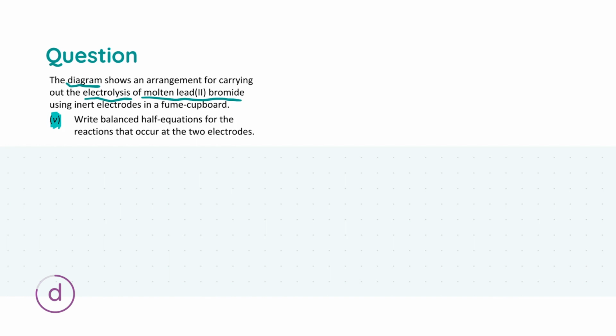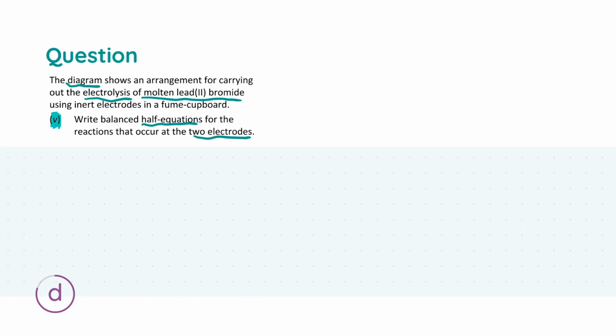And we're going to be asked a question which is going to be about writing half equations, in this case balanced half equations, for the reactions that occur at the 2 electrodes. So what I'm going to do is pull up that diagram now, and we're going to have a look at it and then begin to write down our half equations that are required to get your full marks here.